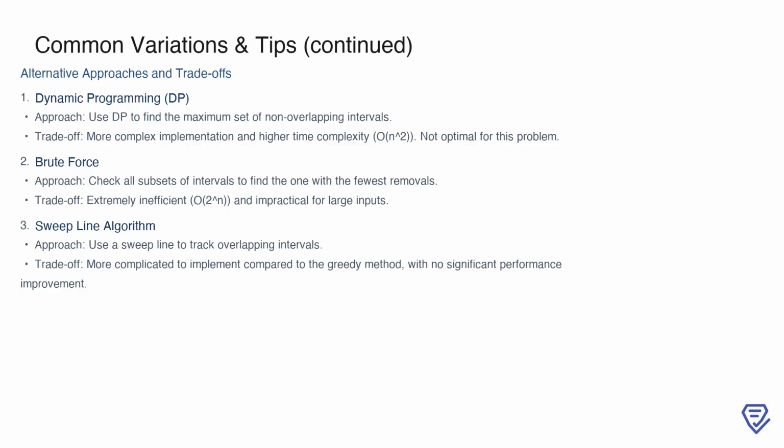Another alternative is brute force, where you check all subsets of intervals to identify the one with the fewest removals. However, this approach is extremely inefficient, with a 2 to the power of n time complexity, and is only feasible for very small inputs. Lastly, the sweep line algorithm can be used to track overlapping intervals dynamically. While this method is conceptually interesting, its implementation is more complicated than the greedy approach and doesn't provide significant performance improvements, which is why it's less commonly used in practice for this problem.